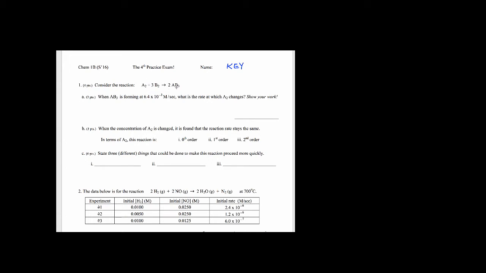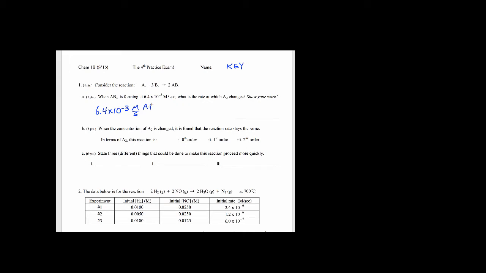Question number 1, we have a reaction. We have a rate at which the product is forming. What's the rate at which the reactant A2 changes? Well, the product is forming at a rate of 6.4 times 10 to the minus third molar per second.